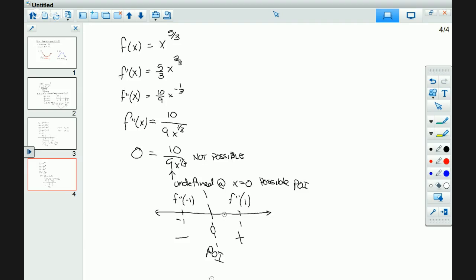It's not possible for it to equal 0. If it's undefined at this spot, think of this as a possible point of inflection. I can, over a vertical tangent, still have a concavity change. Okay. If it's undefined at 0, this is our possible point of inflection. So do a sign analysis on each side of it. Okay?